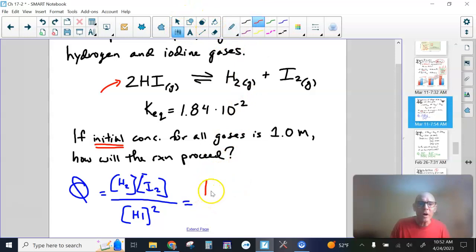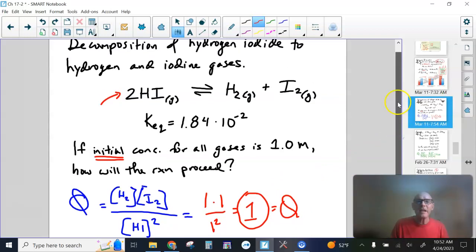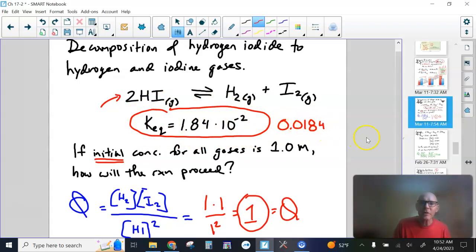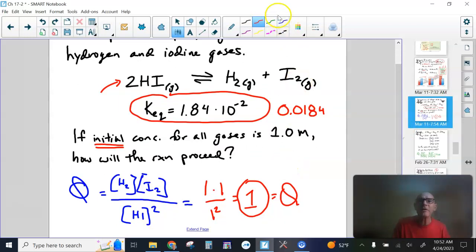So it'll be 1 times 1 over 1 squared, which is, of course, equal to 1. So the value of the reaction quotient, Q, is 1. And it does tell us that the equilibrium constant here is 0.0184. So look, the value of the reaction quotient is much bigger than the equilibrium constant.